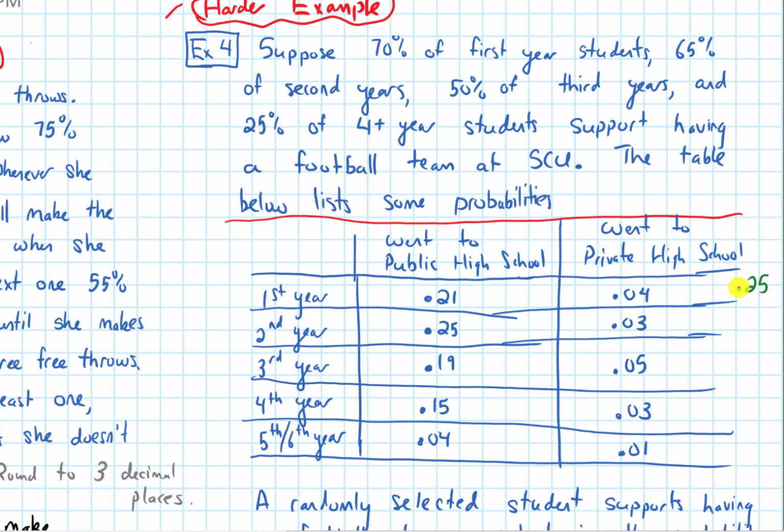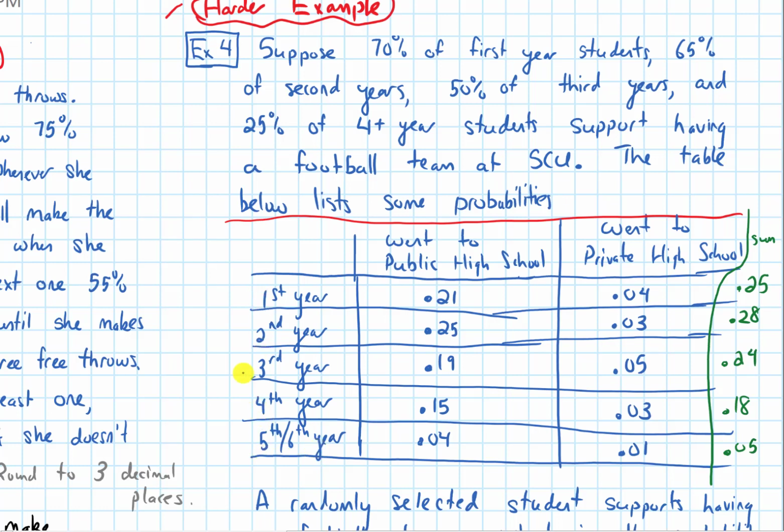So I'm going to keep track of the sums, because the sums will tell me the probability that a randomly selected person, for example, is a first year. So it's a 0.25 probability we just found out. And then from the next row, the sum is 0.28. From the third row, it's 0.24. From the fourth row, it's 0.18. And then from the last row, it is 0.05. So a lot smaller in the last row, and that's because usually there aren't as many 5th and 6th year students as there are in any of the other years.